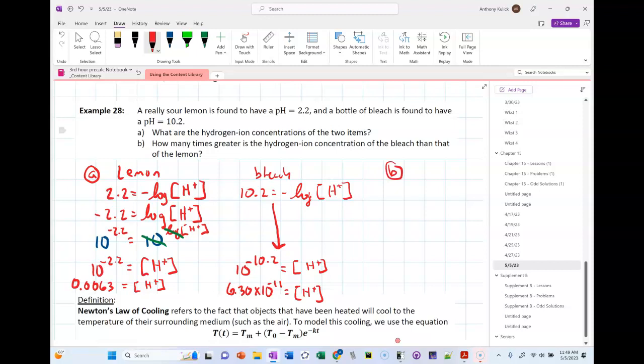So in part B, it says how many times greater is the hydrogen ion concentration of the bleach than that of the lemon. I think that's a typo since it's definitely not any greater, right? The lemon has more. So I think it was supposed to be the hydrogen ion concentration of the lemon than the bleach. So I'm just going to do a ratio.